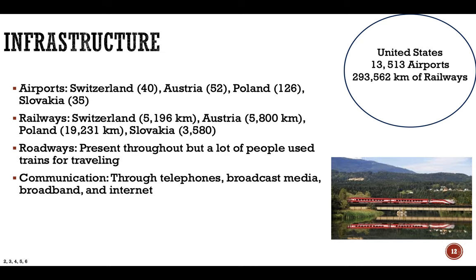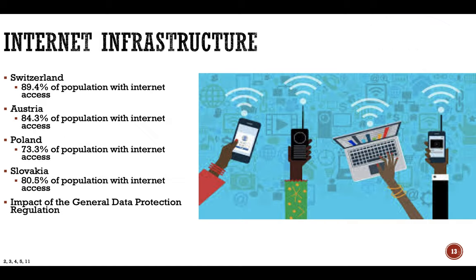As for communication measures within the country, there's telephones, broadcast media, broadband, and internet. They're all present throughout. Their countries are very industrialized and much like the U.S. when it comes to technology being present in typical households. So for the percent of each population with internet access in their household, Switzerland is the highest with a staggering 89.4%, and Poland is right below them with the lowest of these four countries with 73.3%. So internet is very prevalent within these industrialized countries.